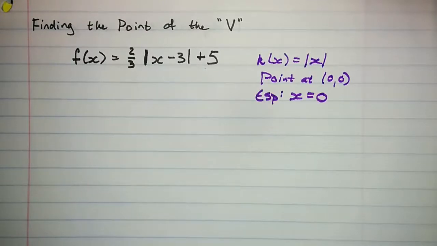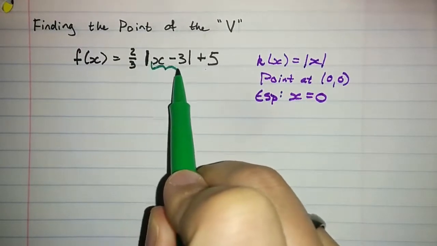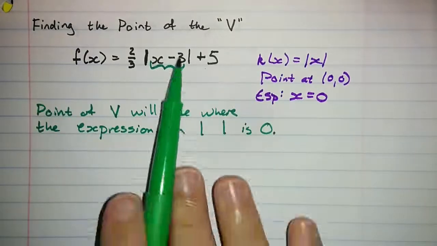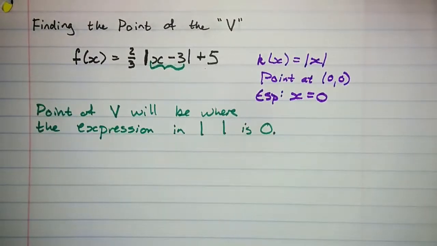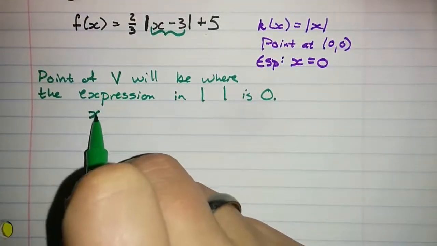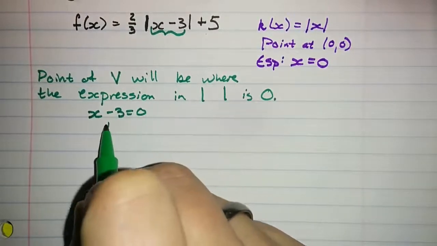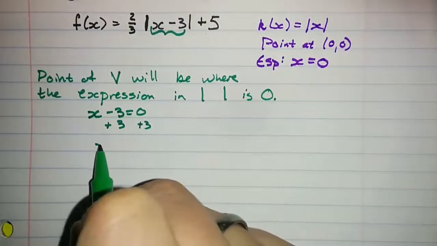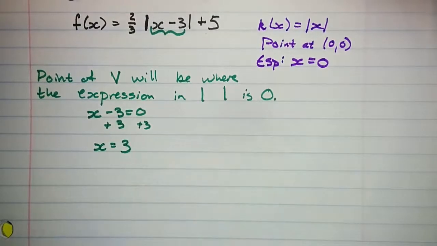I think that's my key insight, actually. I think my graph will always turn around where I'm taking the absolute value of 0. That's where we go from taking the absolute value of a tiny negative number, which is a tiny positive number, to taking the absolute value of a tiny positive number, which is still a positive number. So in this example, that happens when x minus 3 is 0. Add 3 on both sides. That happens when x is 3.